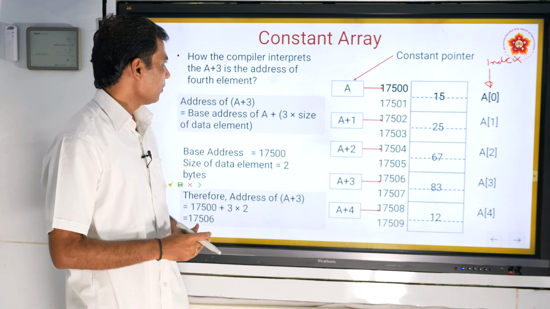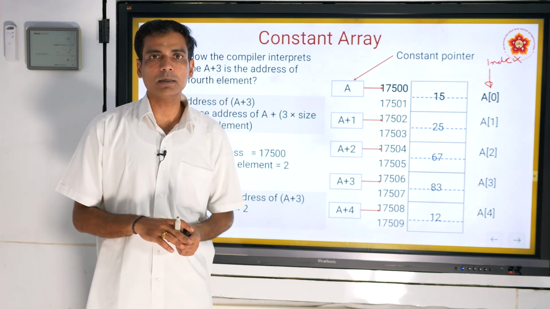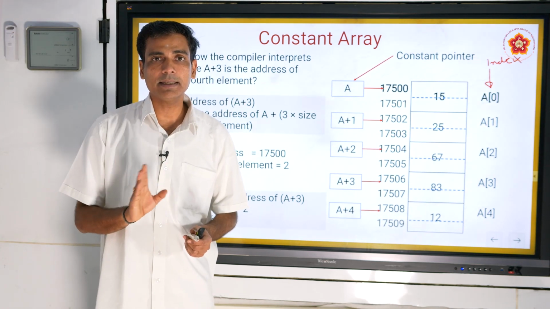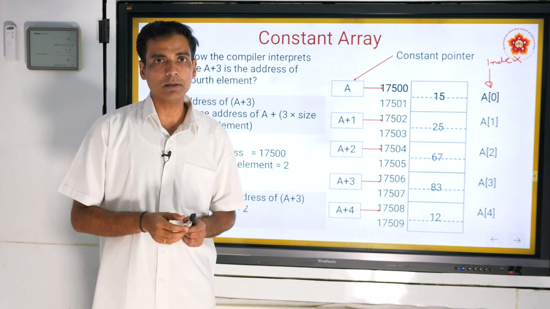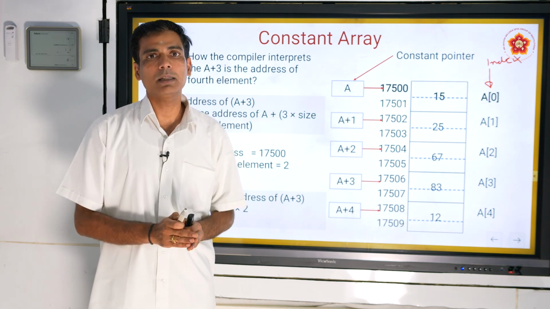Constant pointer. What is the meaning of the constant pointer? Constant pointer means which we cannot increment or decrement. The value of a constant pointer will be fixed all the time.